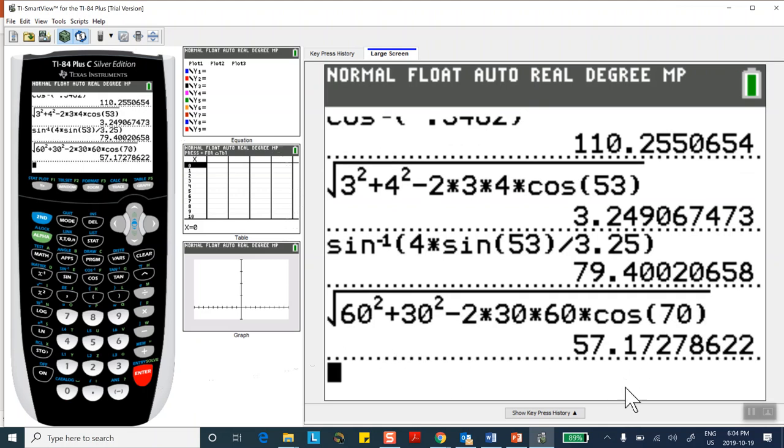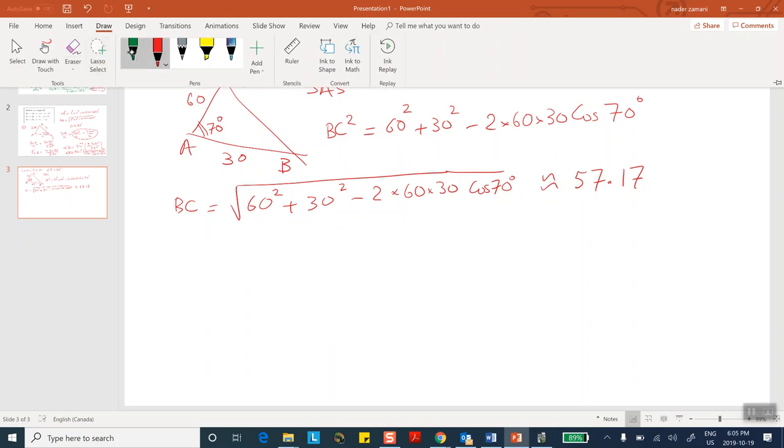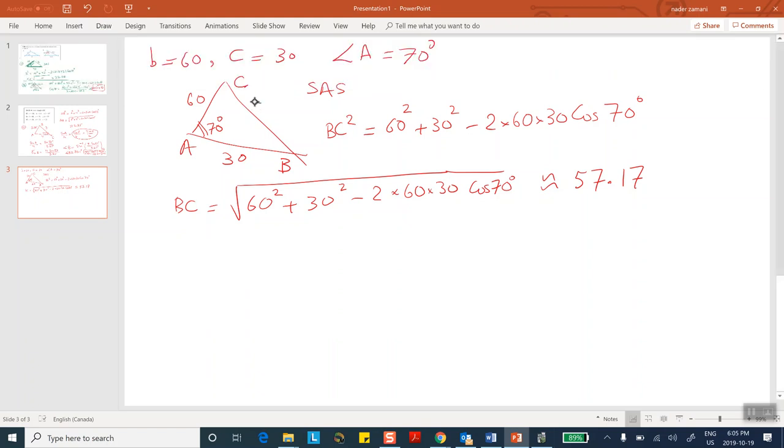If I round it to the second digit, 57.17. Now, that means I found this edge, 57.17. And to find the other two missing angles, one of them you can use the law of sine if you want to. We can also use cosine, but it's easier to use the law of sine.